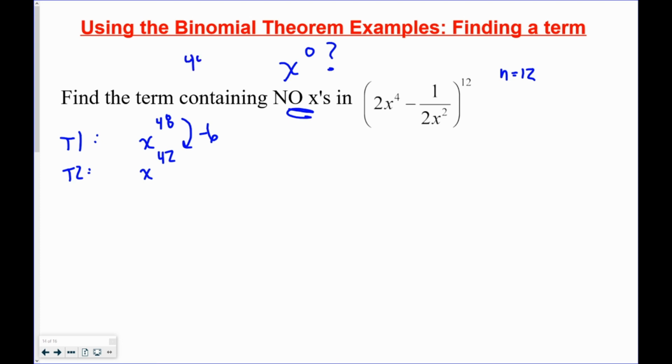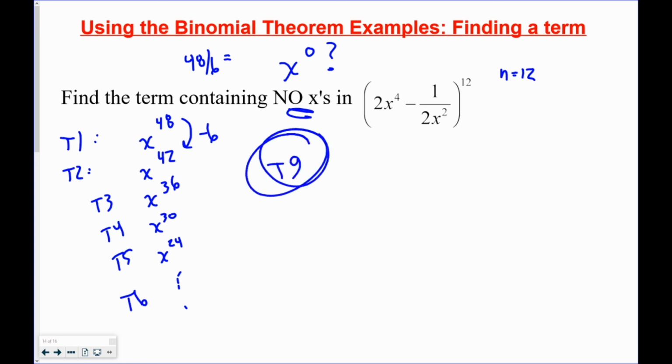Well, you could go 48 divided by 6 to figure out how many terms you got to go. Or you could just count it out. Like you could just go, well, the next one would be x to the 36. And then it would be x to the 30. And then x to the 24. Keep track. This is term 3, term 4, term 5, term 6. Eventually, you figure out it's term 9. Yeah. So k is 9, and then you can use the term formula to figure it out.